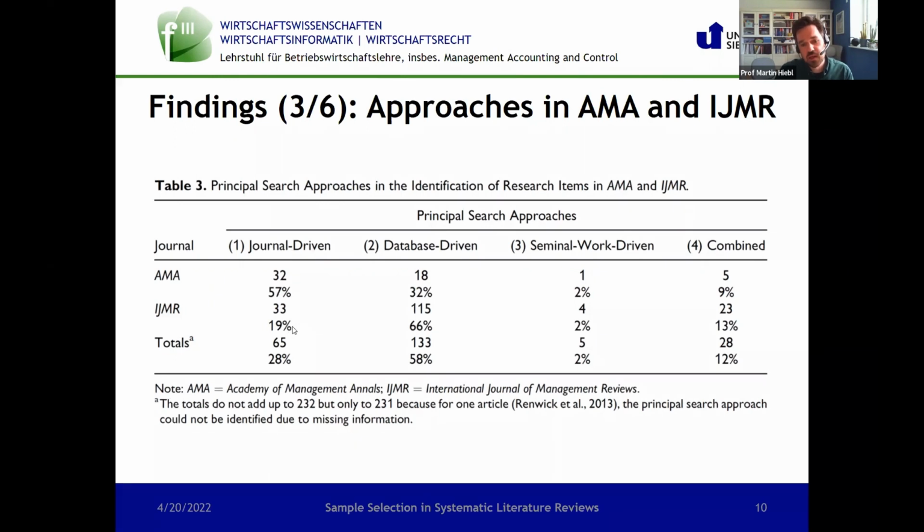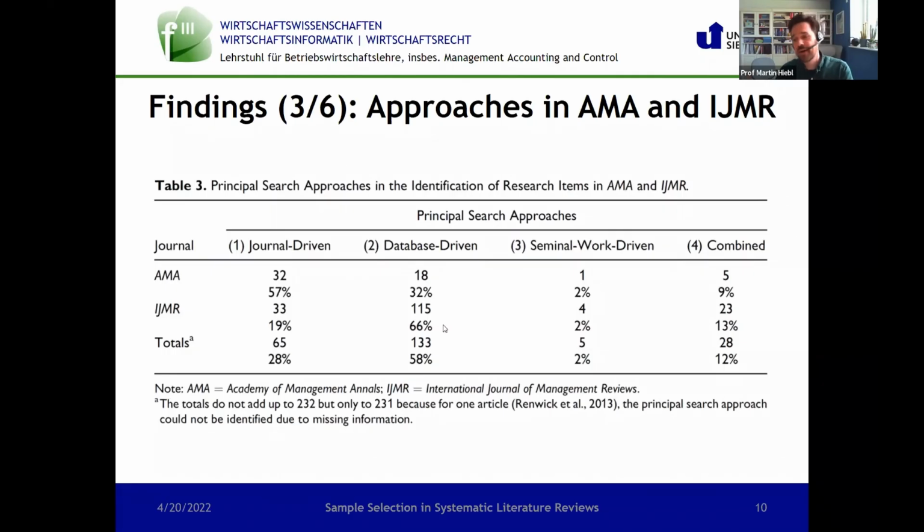You see, just 19% of all papers published in IJMR follow this approach, whereas it's 57% for the Annals papers. But for the database-driven approach, it's the other way around, because here it's much less common so far in the Annals and much more common in IJMR.